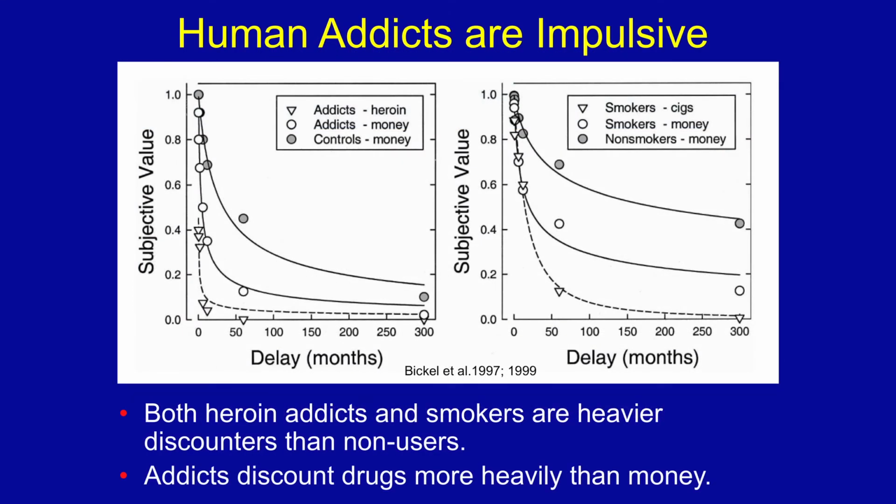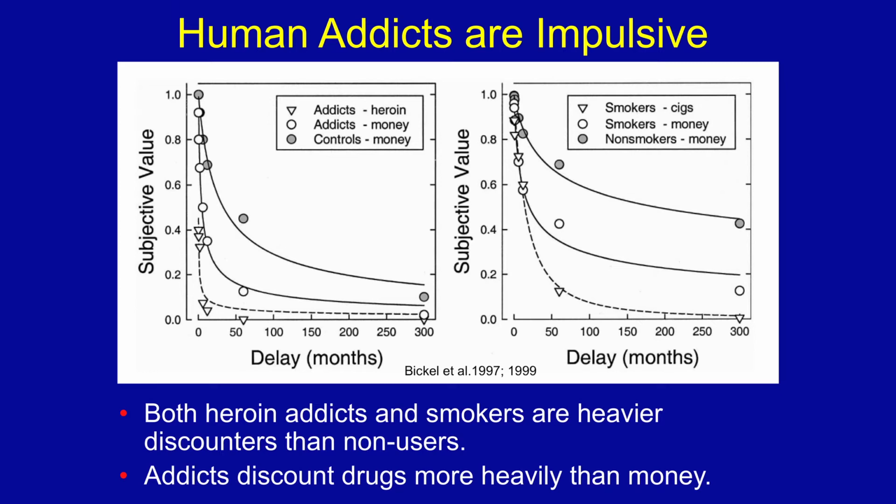Turns out the same thing is true in humans, and the appearance of these graphs are remarkably similar. So these are studies where people are offered money after different delays. And they're much longer than the one I asked this young man about. So this is 50 months, right? Over 4 years. Here's 300 months. And you see that in people who are not drug addicted, there is a normal decline in the value of money as a function of the delay. But if you're a drug addict, that decline is much steeper, okay? So the value of money is discounted very rapidly if you're a drug addict.